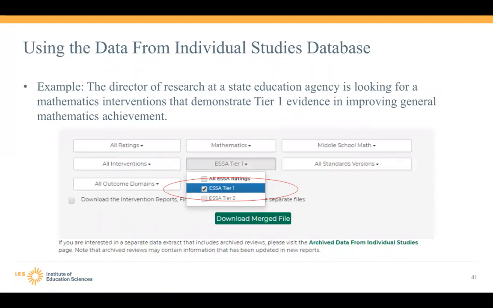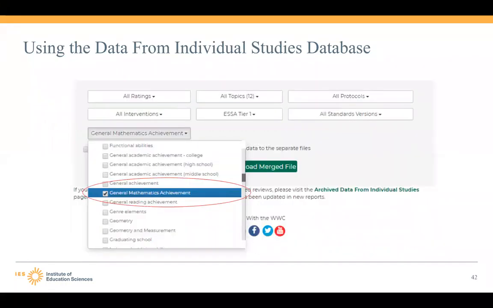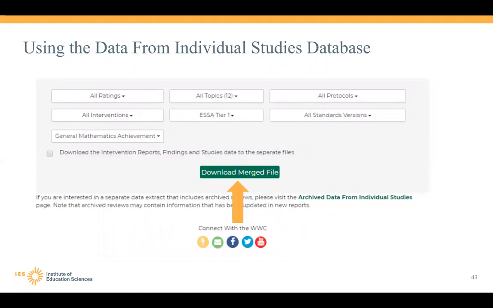So let's take a look at an example of how someone might use the Data from Individual Studies database. So let's say that a director of research at a state education agency is looking for mathematics interventions that demonstrate Tier 1 evidence in improving general mathematics achievement to provide the districts in her state. So to start, she would use the ESSA tier filter to choose ESSA Tier 1. And then she may also use the outcome domain to choose general mathematics achievement. And once you have these filters in place, then you can click on the green download merged file button.